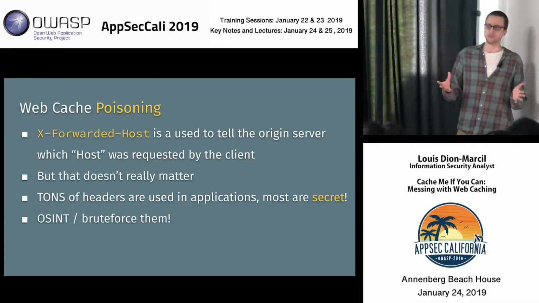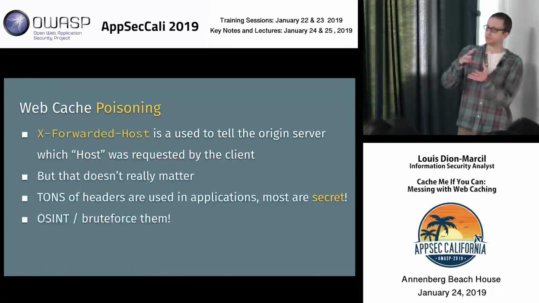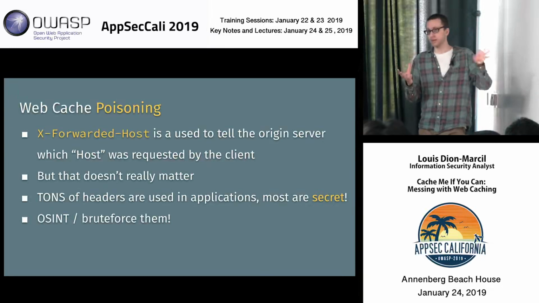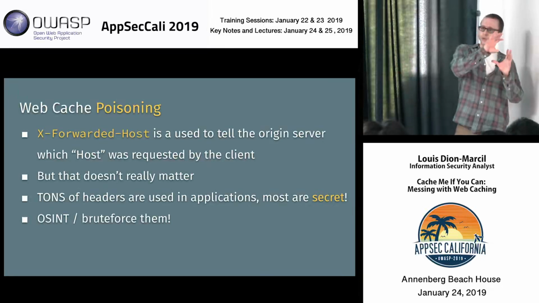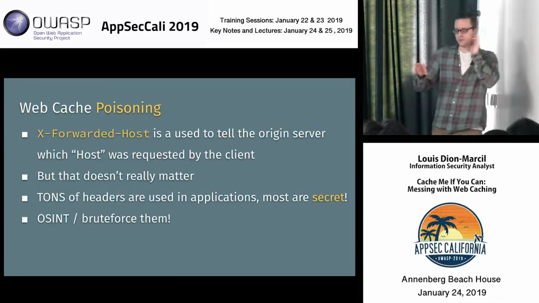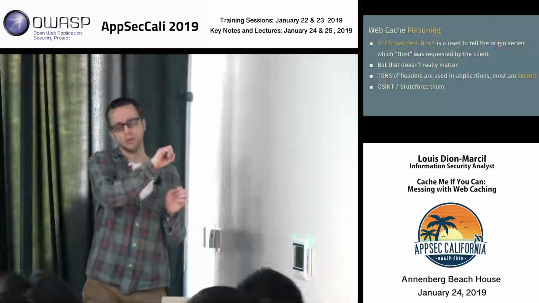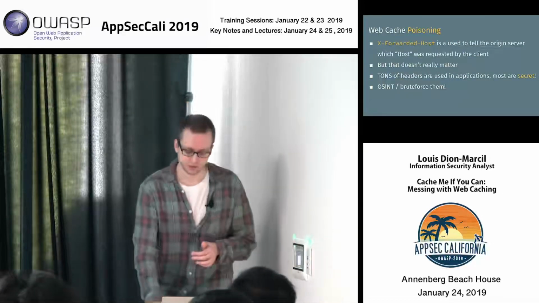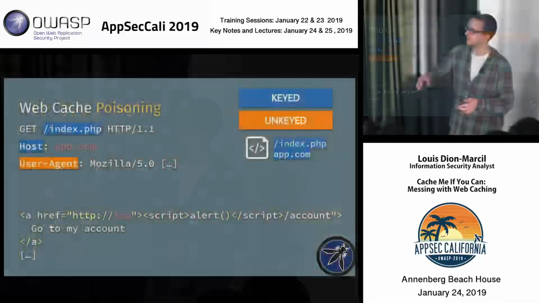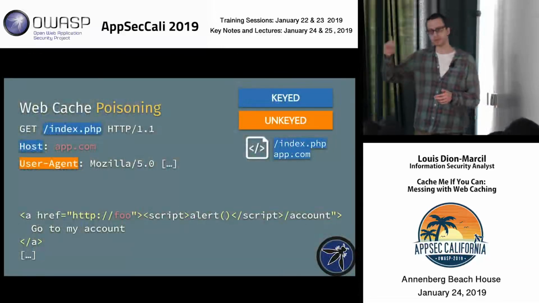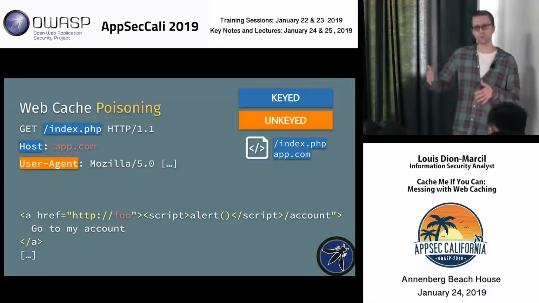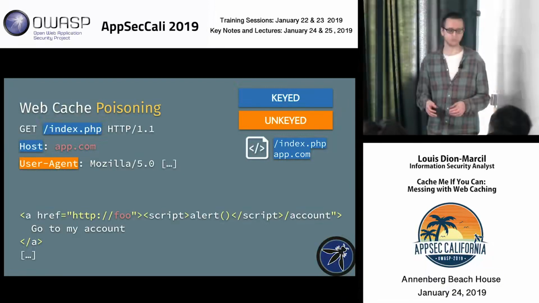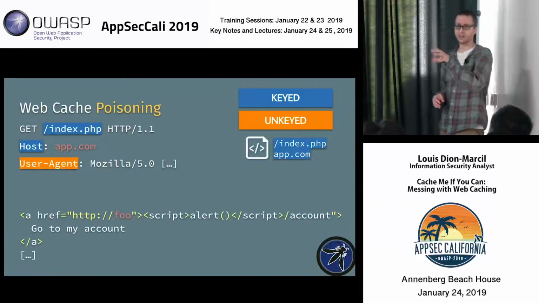X-Forwarded-Host is just a way for the cache server to tell the origin server which host header was used by the user. So when you think about it, you already have your three things: your user, your cache, and your origin, and the host. When the user requests a file from the cache server, they're going to use a specific host, for example app.com. But when the cache server reaches back to its backend servers, the backend server's host is not app.com. It's probably going to be something like app.prod01.corp. So the cache server is going to use that as its own host.